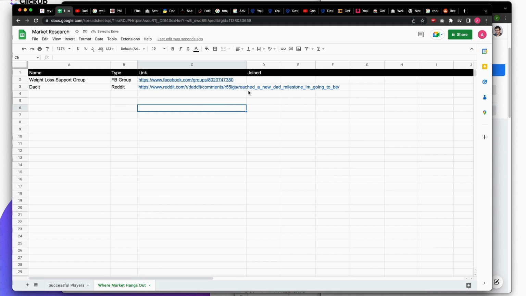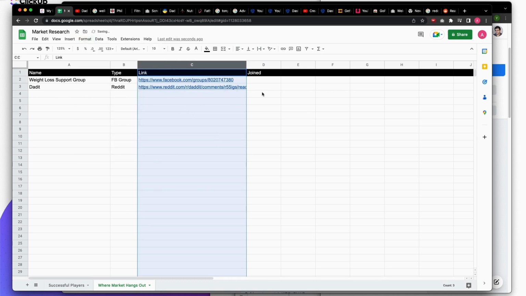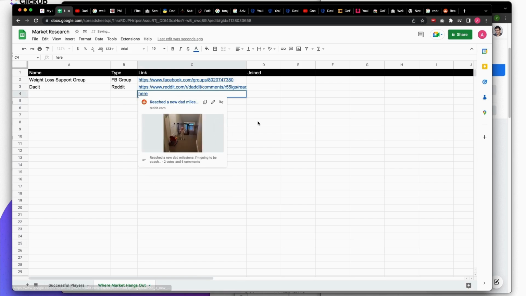Boom. Now, if I don't like this long comment on here, I could go over here to, I think it's format. And then let me see on here, rotation, wrapping. You go to wrapping and then you clip. And that'll clip the thing on there. So I could do it on there, or I could have done the whole thing and hyperlinked it on there too. I could do that as well.